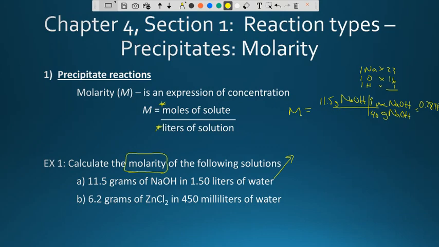Now it says in the problem that I have 1.50 liters of water. Well, remember we have liters of solution, so let's take my 0.2875 divided by that 1.5 liters. It's already in liters, so I don't have to do anything with that number. Okay, and so what I end up with is a molarity of 0.192. My label would be M for molar, and it's sodium hydroxide.